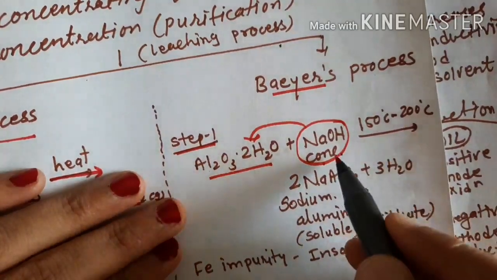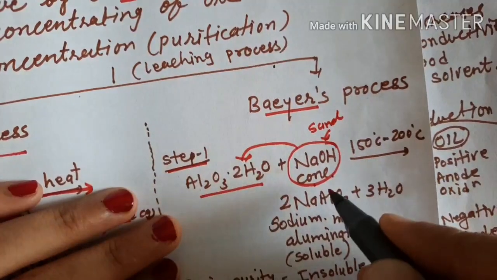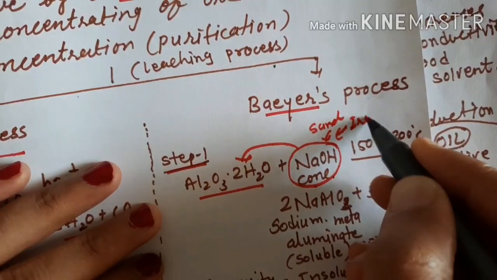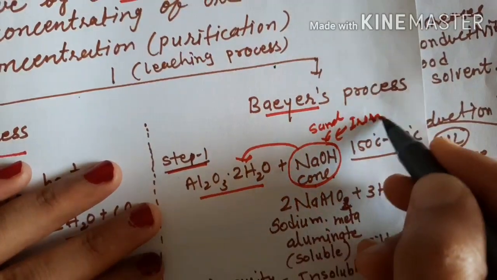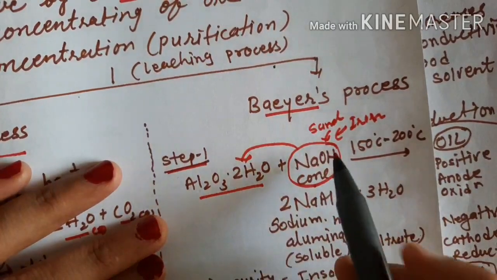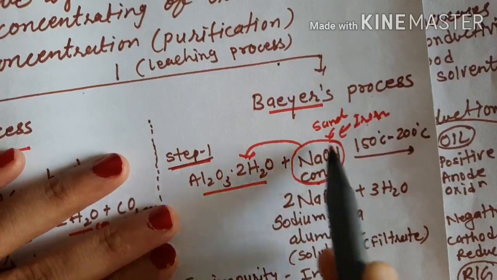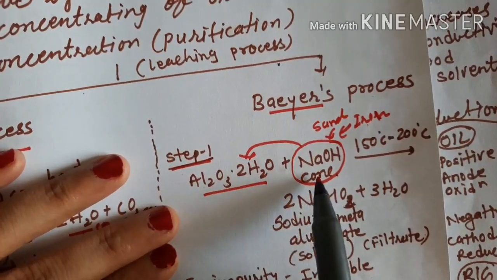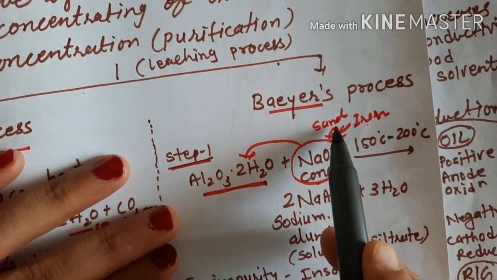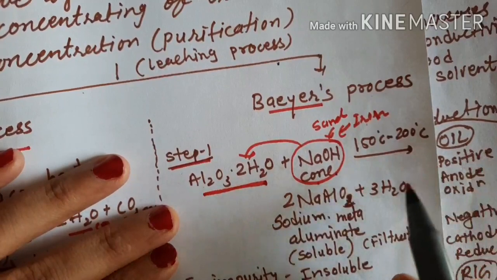When we dissolve it, the impurity present, the sand, is not able to dissolve in the NaOH, so the sand remains as it is. The other impurity, iron, is also not able to dissolve in the NaOH, so we can remove these impurities at this step. At the very first step, we can remove the sand and iron by dissolving Al2O3·2H2O, which means bauxite, in the NaOH. The bauxite dissolves in it, but the impurities, sand and iron, cannot dissolve, so they remain as a precipitate, as a solid form.